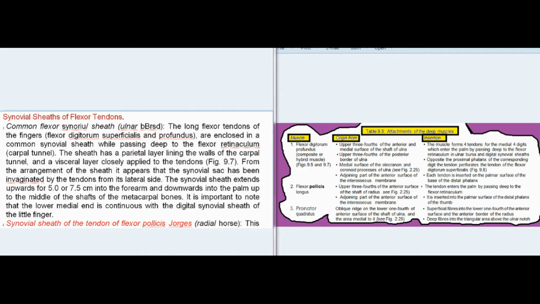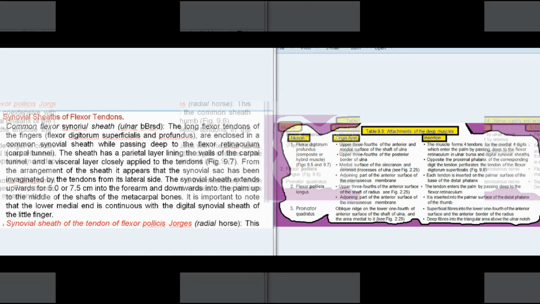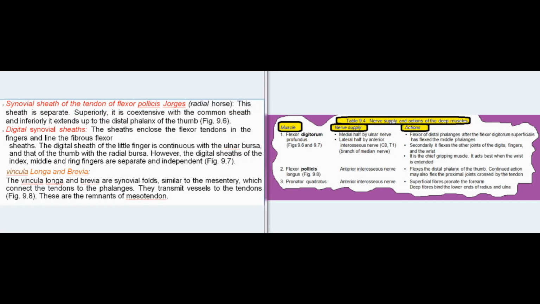The synovial sheath extends upwards for 5.0 to 7.5 centimeters into the forearm and downwards into the palm up to the middle of the shafts of the metacarpal bones. It is important to note that the lower medial end is continuous with the digital synovial sheath of the little finger. 2. Synovial sheath of the tendon of flexor pollicis longus, radial bursa. The sheath is separate.